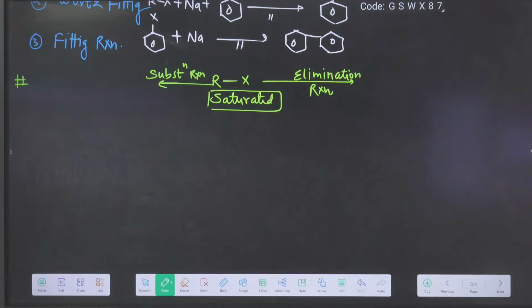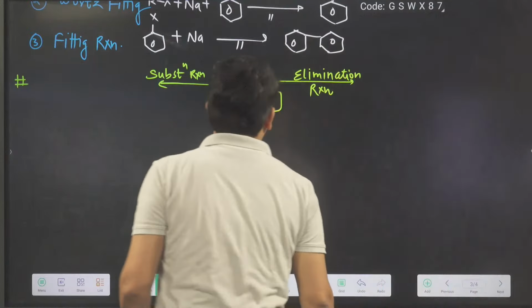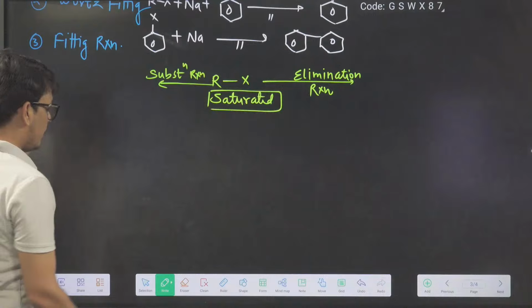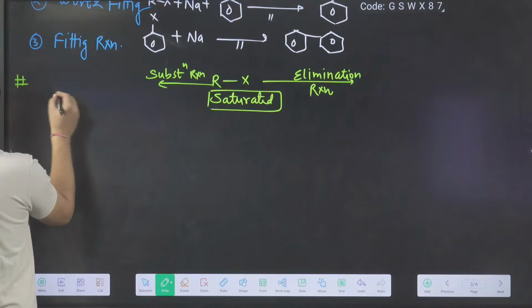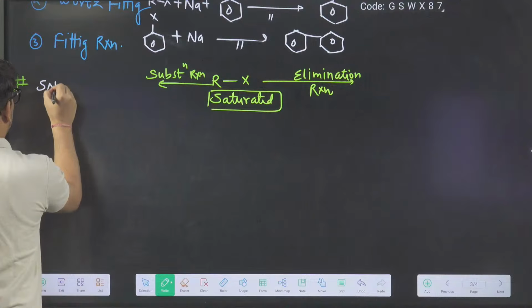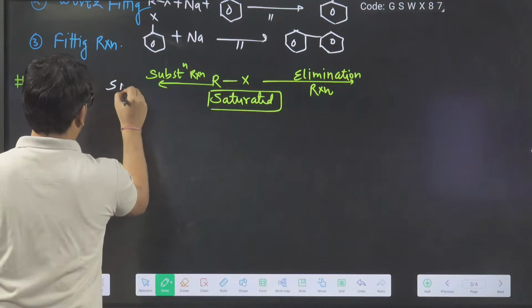Most of them, I'm saying. I'm not saying these are the only two possible, but when you check most of the questions on this, you find they mostly have either substitution or elimination. Now, in substitution, in your syllabus, you find two reactions: one is SN1 and one is SN2.